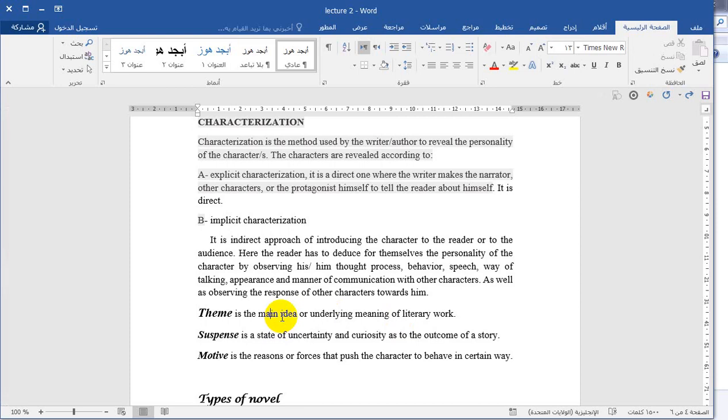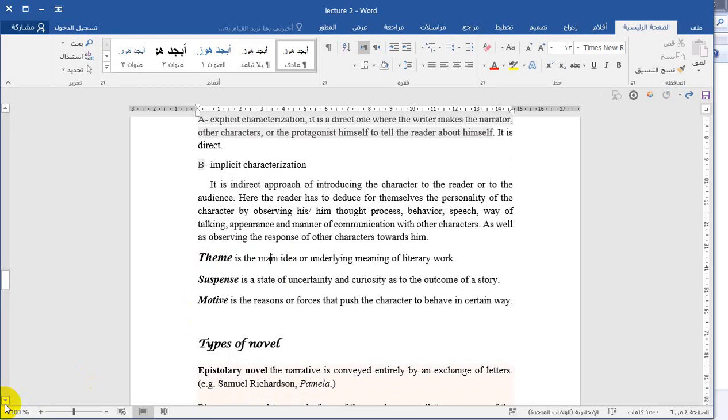Suspense is a state of uncertainty, a state of curiosity. It is only the intelligent, successful writers who may use this tool, suspense, to keep his reader in suspense. He wants him to discover what is going to happen next. So this is a successful element, I think.